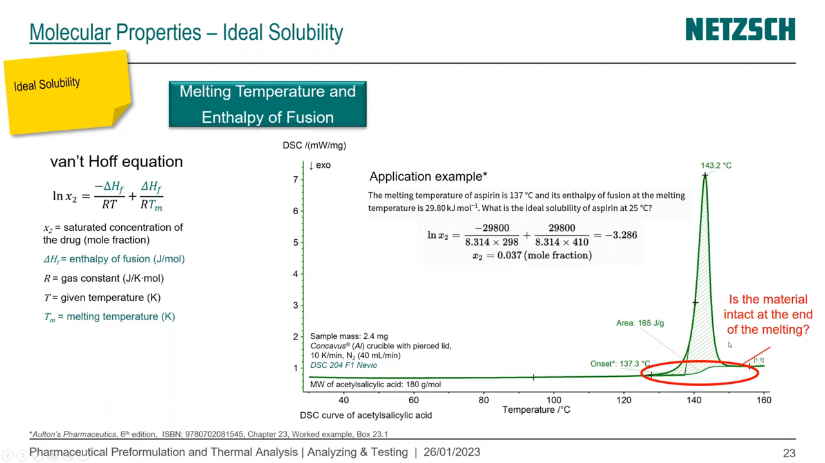So the question is, is the material intact at the end of the melting? And we have to be really careful with that, because if the material is not stable, we can make only an estimation of this enthalpy of fusion. In this case, it's okay, the results are comparable, but we have to be really careful with that. And this is just to remind you that the enthalpy of fusion is the area under this curve, under the peak. So if you have some change, the enthalpy will change, but keep it in mind.